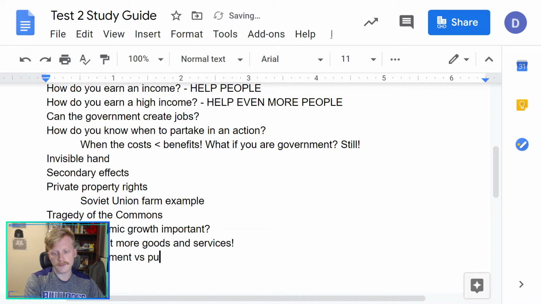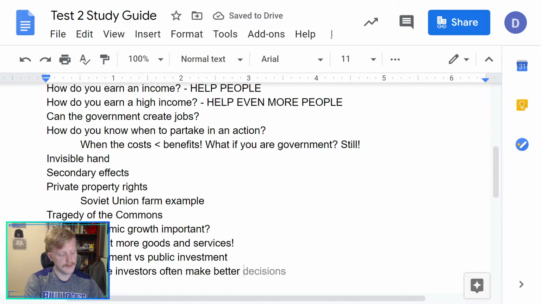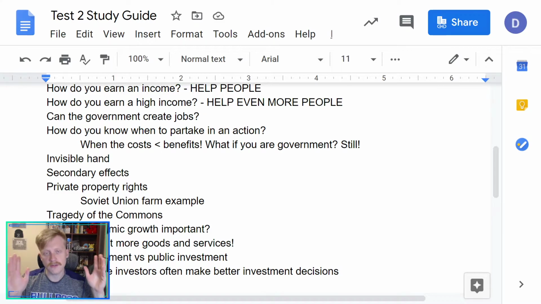Private investment versus public investment. Okay, who's likely to make better investments? It is the private investors who often make better investment decisions. And this is because when you're a private investor, you have to bear the cost of a bad investment on your own, whereas public investors don't necessarily have to do so. If I'm an entrepreneur and my investment fails, that's on me. So I really want to make sure that if I am investing in something, it's going to pan out, right?